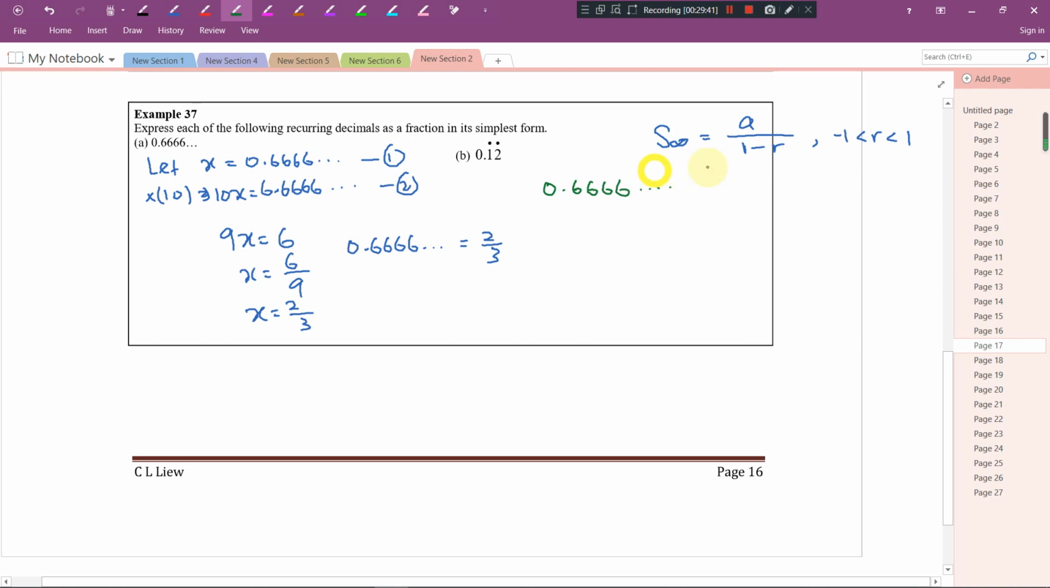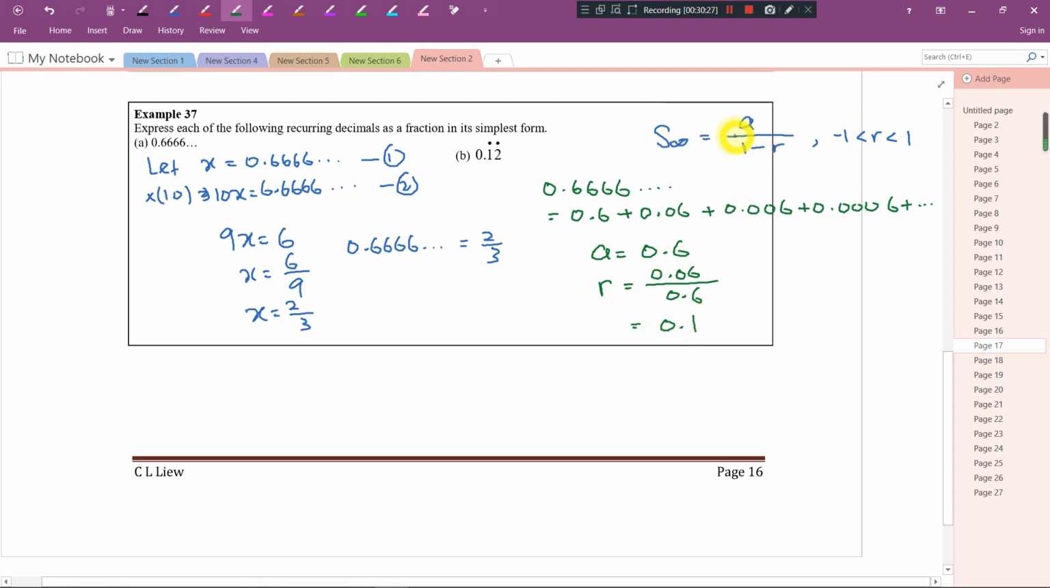0.6666 goes on indefinitely, right? I can say that this is actually equal to 0.6 plus 0.06, plus 0.006, plus 0.0006, plus, going on indefinitely. So now we are looking for the sum to infinity. I'm going to take this plus this plus this, going on indefinitely. So the a is equal to 0.6. The r, this is the first term, second term, third term, fourth term, and so on. 0.06 divided by 0.6, you will get 0.1.